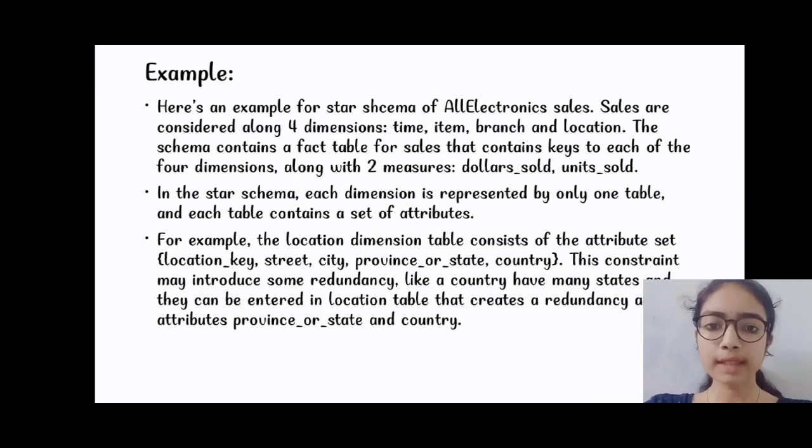Here's an example of the star schema for AllElectronics sales. Sales are considered along four dimensions, that is time, item, branch, and location. The schema contains a fact table for sales that contains keys to each of the four dimensions along with two measures, dollars sold and units sold. In the star schema, each dimension is represented by only one table, and each table contains a set of attributes related to it. For example, the location dimension table consists of the attribute set location key, street, city or province, and country. This constraint may introduce some redundancy. For example, a country may have many states, and they can be entered in the location table, which creates a redundancy among the attributes province or state and country.